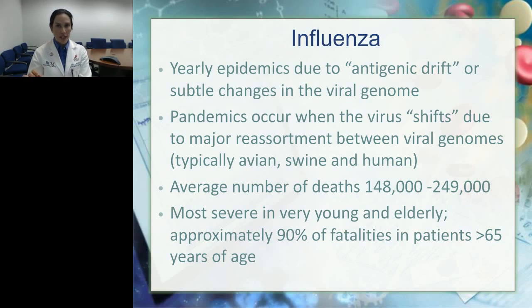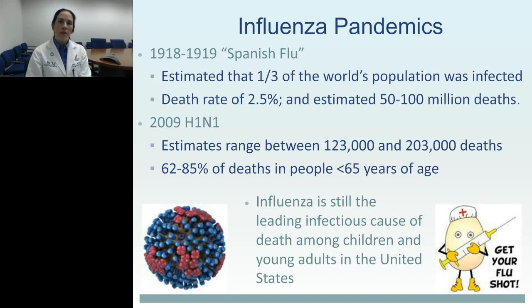Most severe cases are in the very, very young or in the very old, in the elderly. And people will be angry because this is not my definition, but they say elderly is over 65. I didn't come up with that number. But essentially, greater than 90% of our fatalities occur in older patients during typical epidemic outbreaks. Pandemics are different. Pandemics, the best, most dramatic, if you will, example of influenza pandemic occurred during the 1918 Spanish flu pandemic.